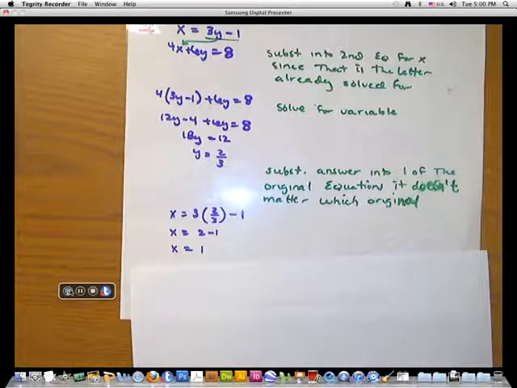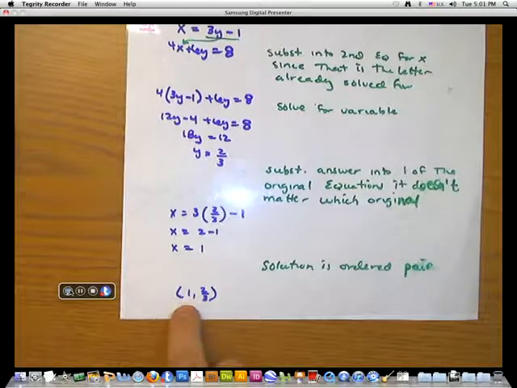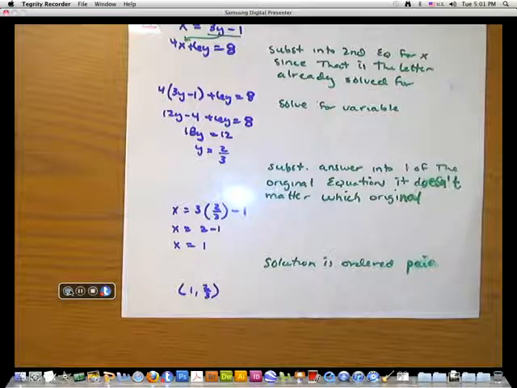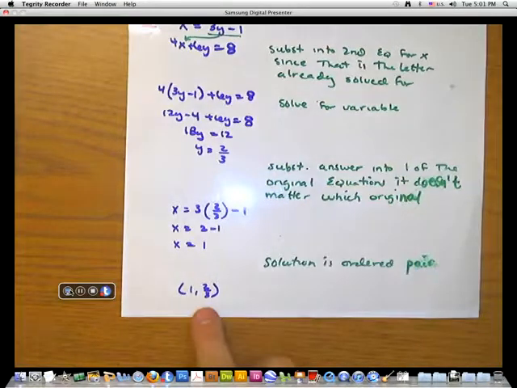Now that I know what x is, now that I know what y is, I need to write my solution as an ordered pair. Do not write x equals 1, y equals 2/3. You will get it wrong. It will be marked wrong. You will lose points. When you find solutions, you're finding a coordinate point: a parenthesis, the x, the comma, the y, the parenthesis. It has to be proper notation, proper form, and everything else if you want to get full credit. Okay? So this is where a substitution works out to a coordinate point.